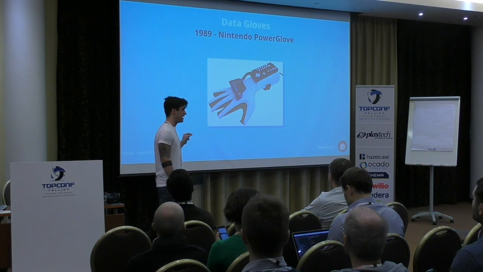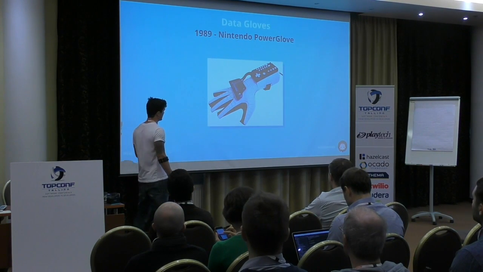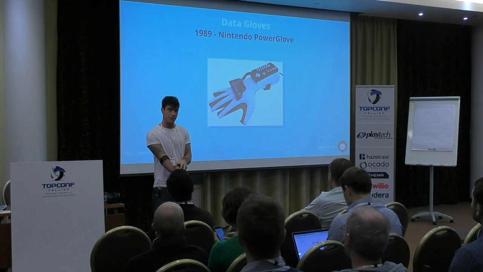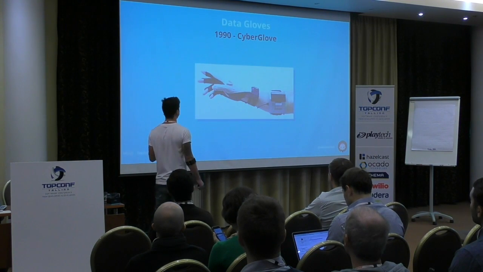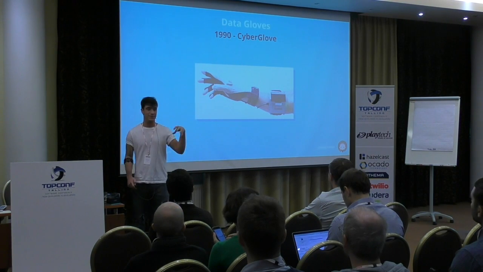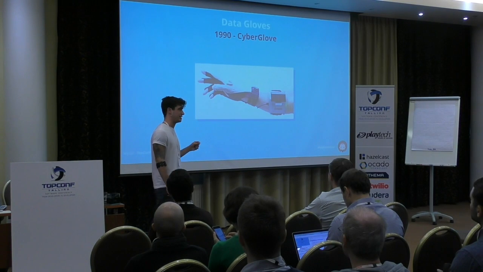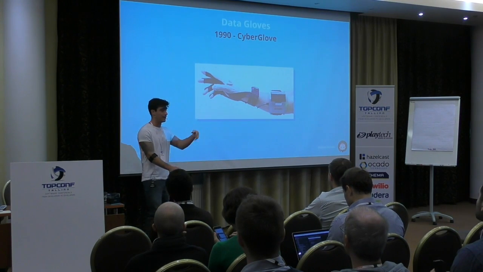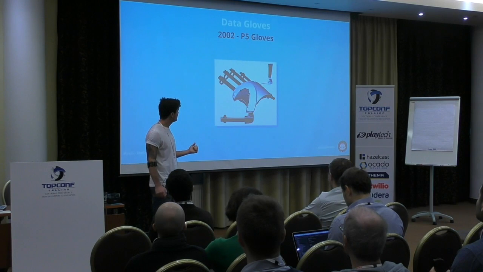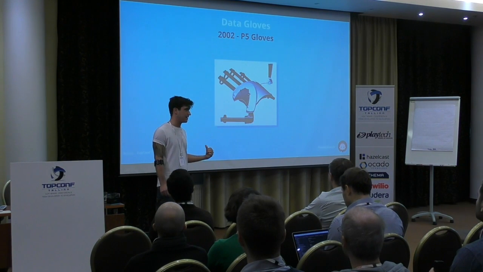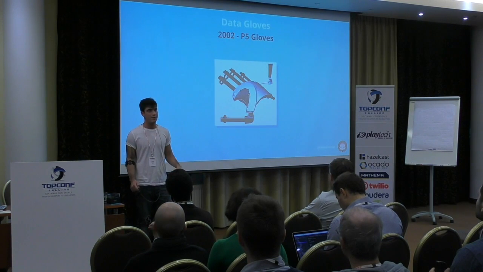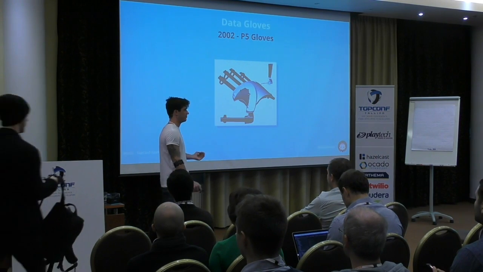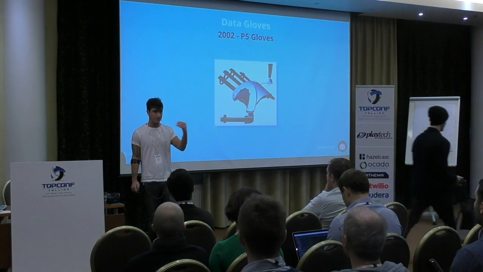Then jump to 1989, when Nintendo released the Power Glove. It was pretty basic. It had just a crude tracker, a few sensors on the fingers, and a controller on the forearm. Then in 1990, the CyberGlove. Now we have a series of what we call data gloves. The CyberGlove was a bit more interesting because it had 18 sensors across the hand, so it was able to detect which posture your hand was making. 2002, P5 Glove. It worked pretty much as a multi-dimensional mouse, so it was very well implemented into computer games such as 3D games, but due to a lack of compatibility with other software or computers in general, it didn't go further than the novelty level.